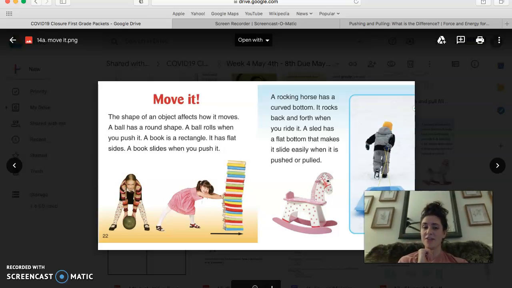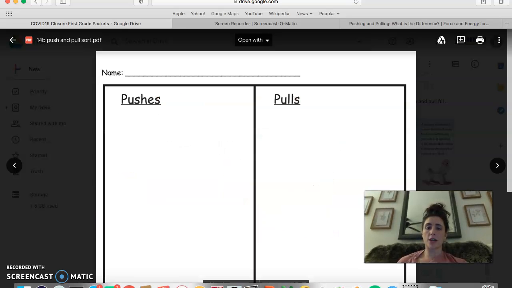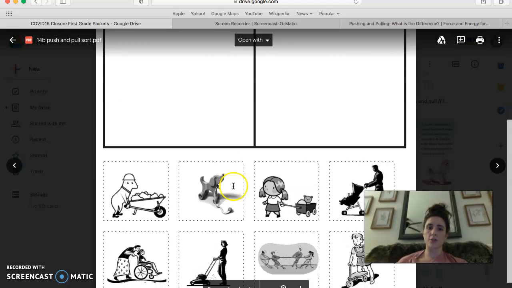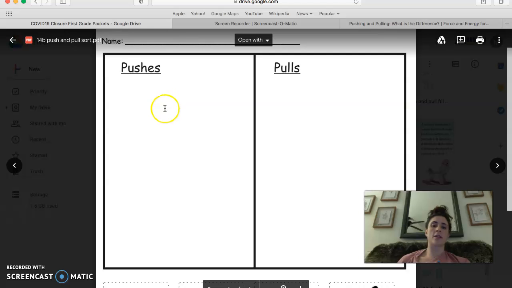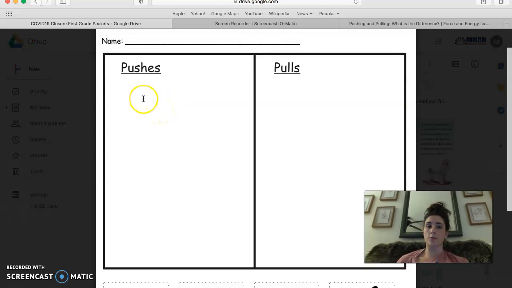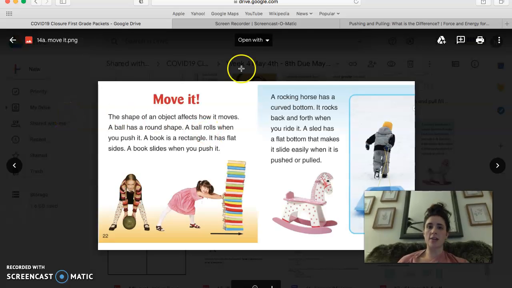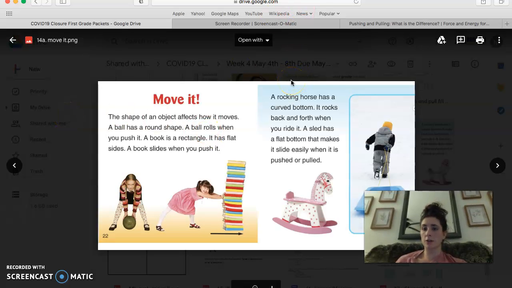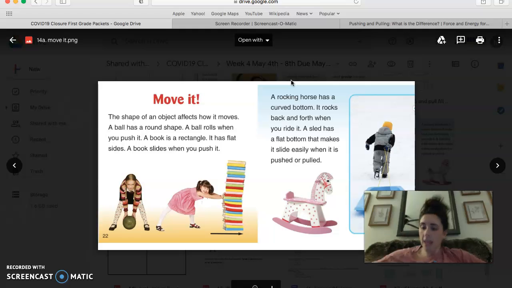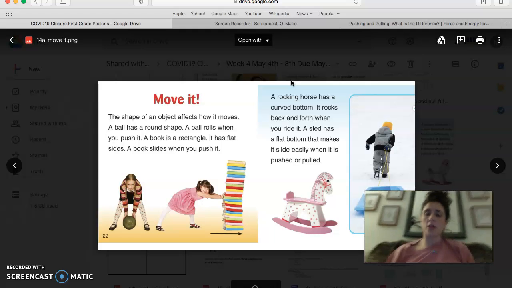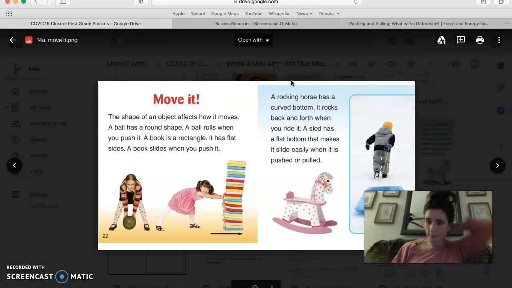So for today, for your science, you are to read the Move It article and then complete the push and pull T-chart. So you're supposed to cut and paste these cute little pictures and tell me if it's either using a push or a pull. But I thought we would read this together, do a fun YouTube video, and learn more about push and pull, and then I will let you do the push and pull worksheet on your own.